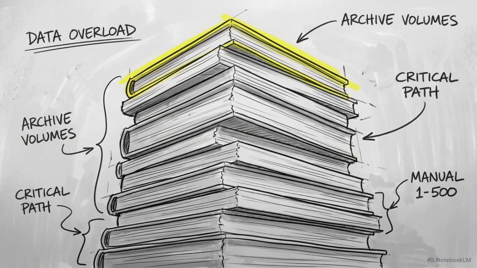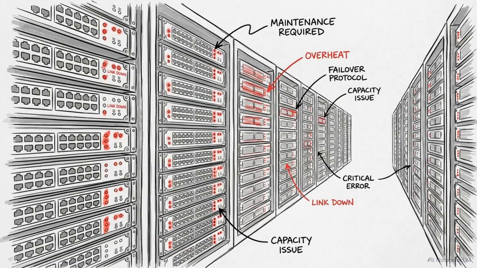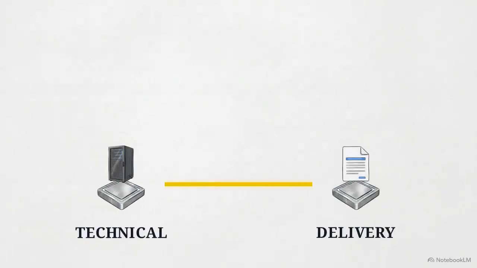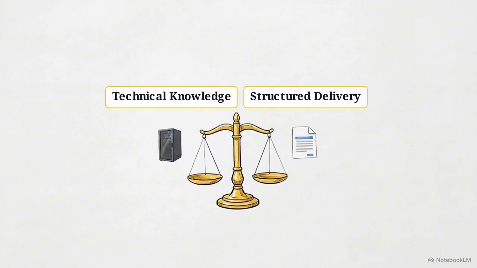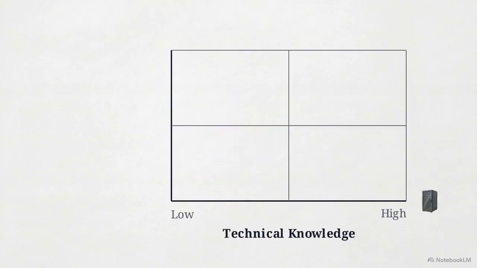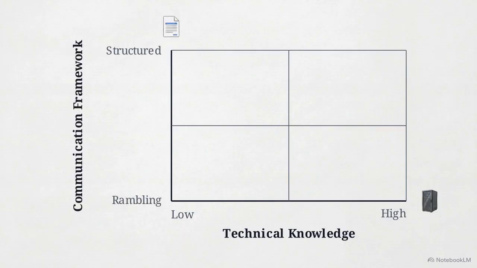Regurgitating a technical manual proves you can study, but it doesn't demonstrate that you know how to apply those concepts in a high-stakes enterprise environment. To bridge that gap, we need to aim for a specific target, balancing deep technical knowledge with a highly structured delivery. If we map this out, your technical depth is on the x-axis and your communication style is on the y. To reach the higher zone, you have to land in this top right quadrant.